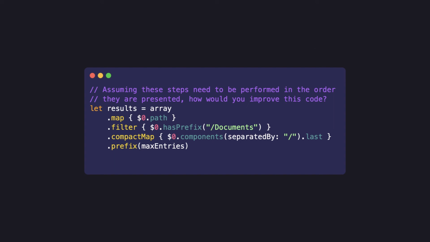So we have a chain of operators on an array of items. The first maps each entry to the item's path. Next, we filter by the prefix /documents, followed by a compact map taking the last path component of each item, followed finally by prefix of the results limited to a certain number of max entries, then saving the results in a variable. Assuming these steps need to be performed in the order they're presented, how would you improve this code?